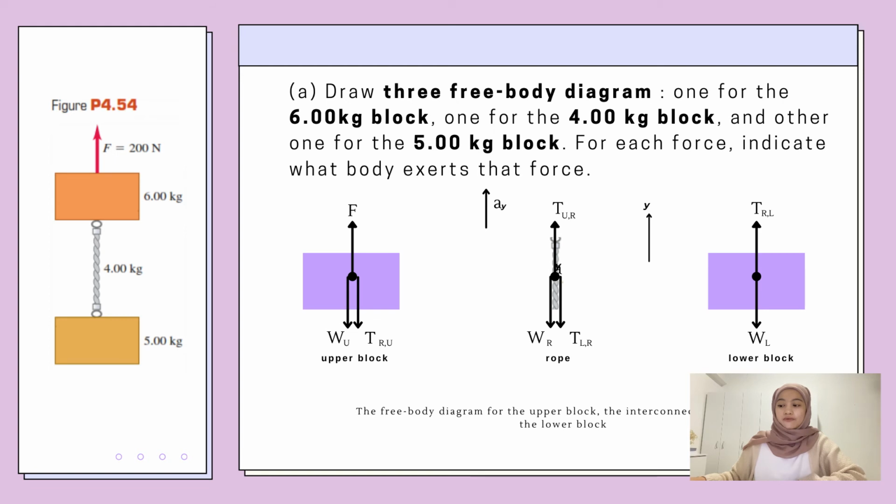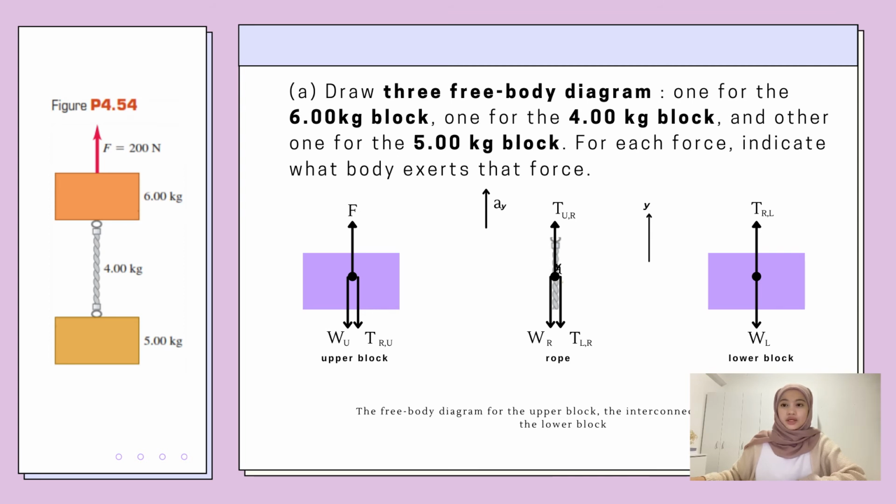For the first figure, which is the upper block, F is an upward force exerted by some agency external to the system. W is the downward weight of the upper block exerted by the Earth, and T_RU is the downward pulling force exerted by the rock.